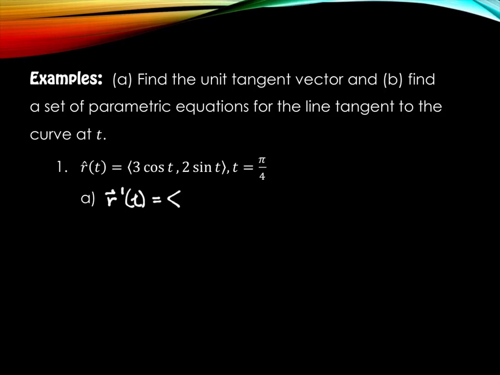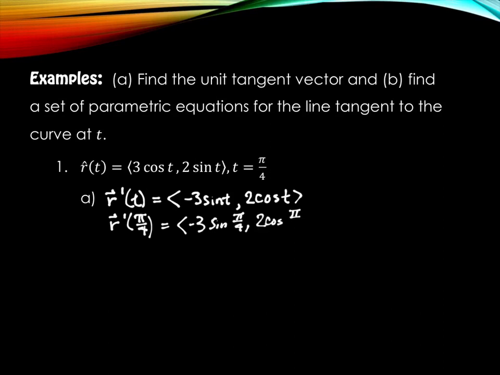So what's the derivative of 3 cosine t? Yep, negative 3 sine t. And then the derivative of 2 sine t? 2 cosine t. Okay, everybody good so far? Put on those derivative hats again, yeah? And then we're going to evaluate it at pi fourths. So negative 3 sine of pi over 4, and then 2 cosine of pi over 4.